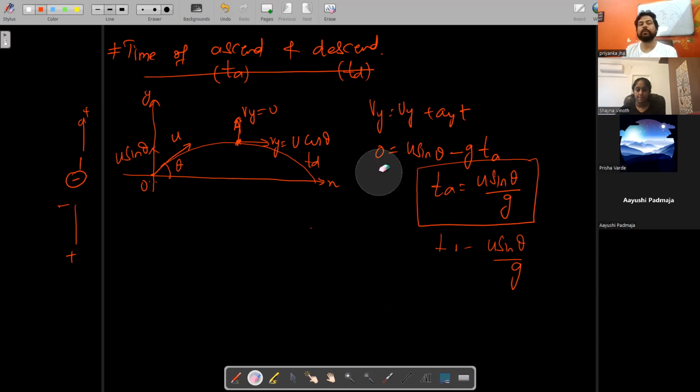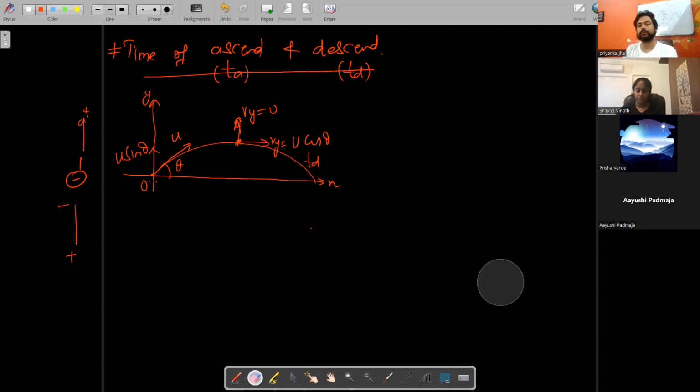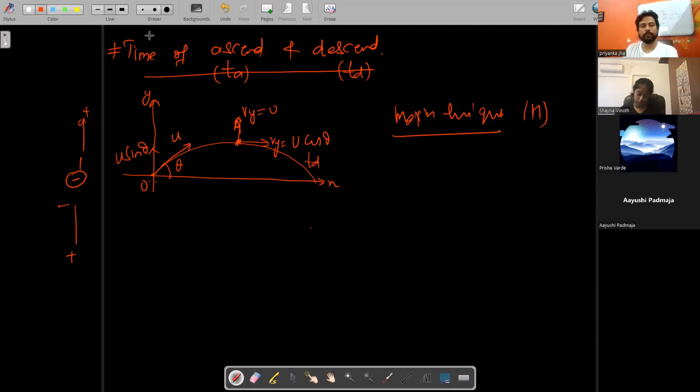Okay. Now we have to find maximum height. Do you remember the formula of maximum height? This height is known as the maximum height achieved by a projectile in projectile motion. So how would you find this?